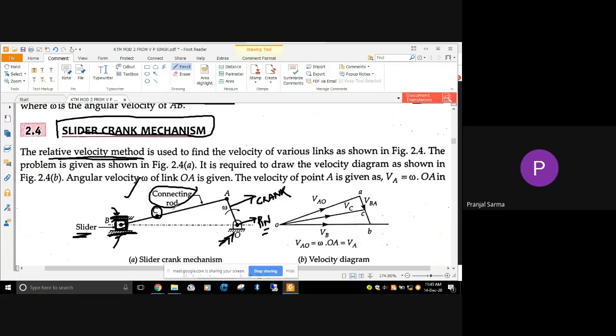The connecting rod joins this particular end point of the crank to the slider, and they are hinge joints, so they constitute a revolute pair. But here the slider with respect to the guide constitutes a sliding pair. What kind of pair?